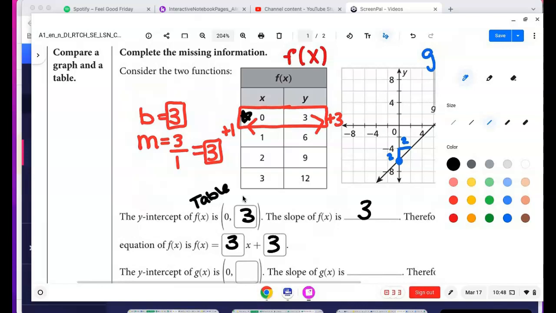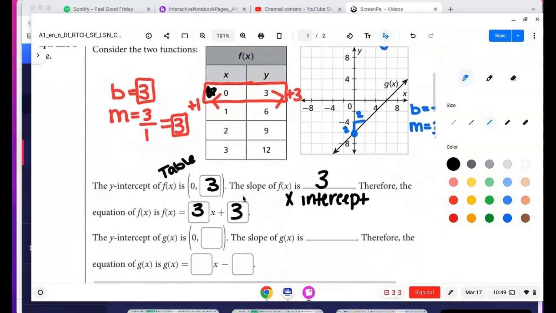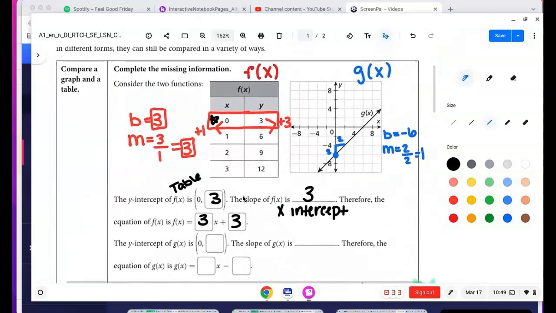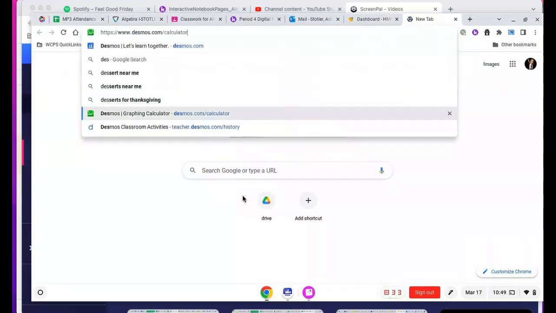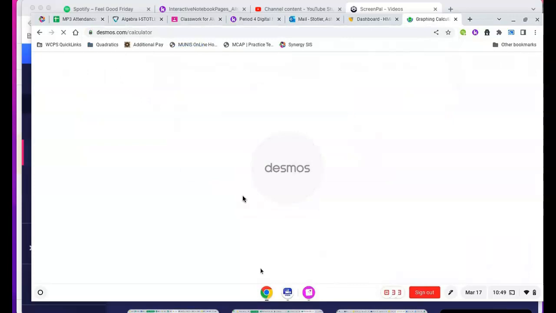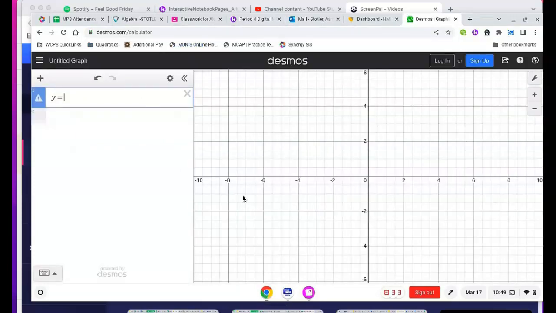Now we're going to identify the y-intercept, which we already know, the x-intercept, and the slope, which we already know. We're going to be comparing those couple of things. Real quick, the x-intercept of this graph, we're going to graph it in Desmos. y equals 3x plus 3. The x-intercept is where it crosses the x-axis, so -1.